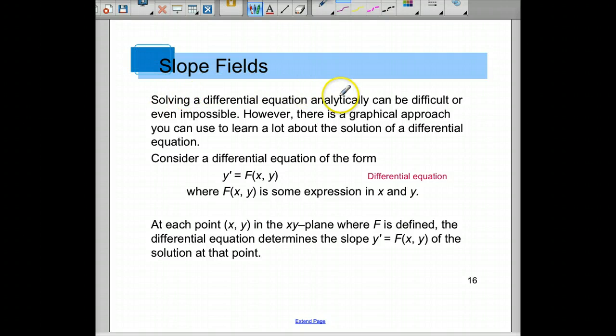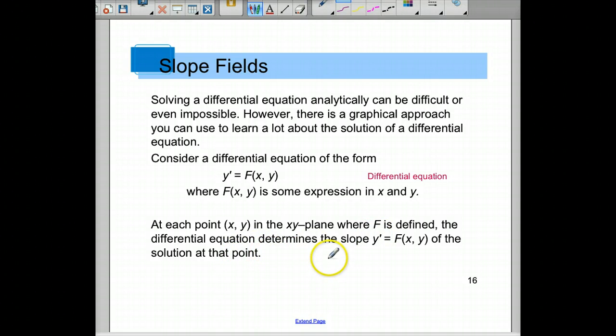To solve a differential equation analytically, it can be difficult or even impossible. However, using this graphical approach called a slope field, you can learn a lot about the solution or the possible many solutions of a differential equation. So if we have a differential equation of the form y prime equals f of x and y, some expression in x and y, at each point x, y in the xy plane, where f is defined, so where you're not dividing by 0, the differential equation determines the slope of the solution at that point.